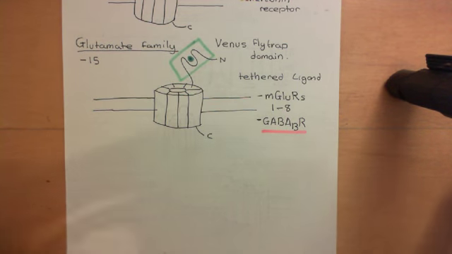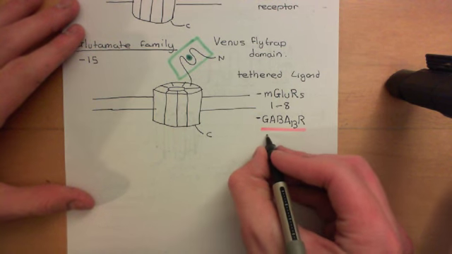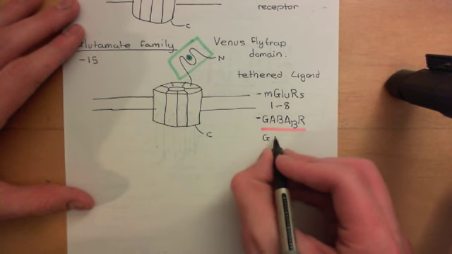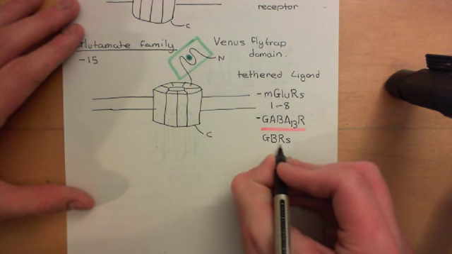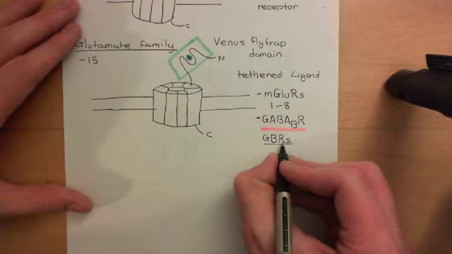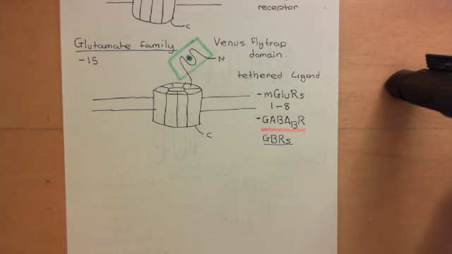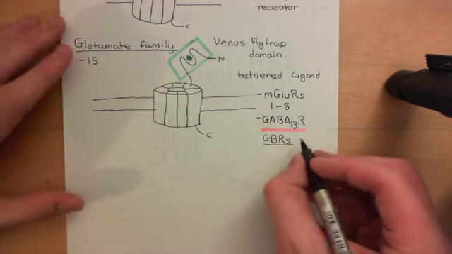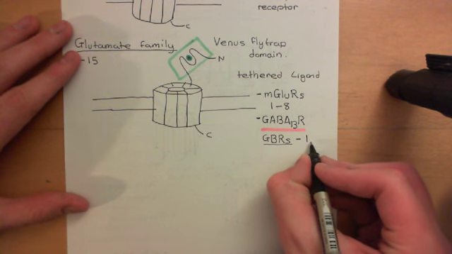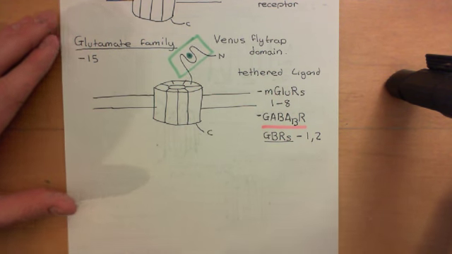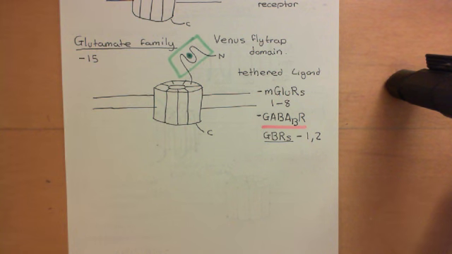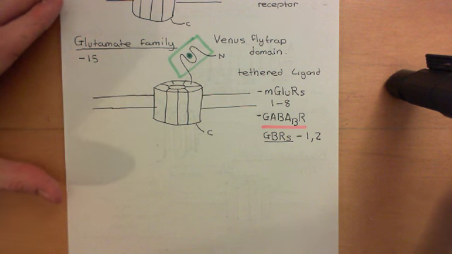Now the GABA B receptors can also be denoted as GBRs, because this is a bit of a long abbreviation to have to write. Sometimes they're just abbreviated down to GBRs, G for GABA, B for B, and then R for receptors. There are two GABA B receptors, and we'll be coming back to these later on. There's the GABA B receptor 1, and then there's the GABA B receptor 2. They are also glutamate family G-protein coupled receptors, i.e. they have this venus flytrap domain.